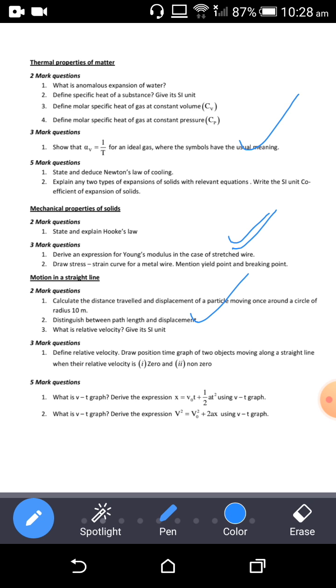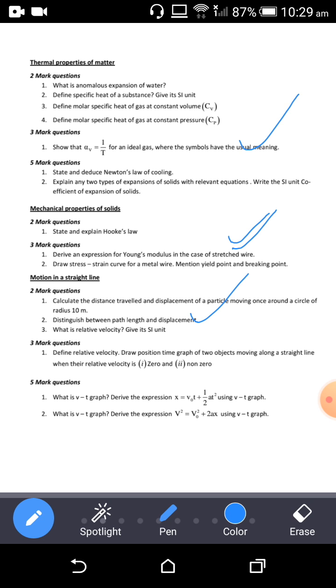I'll just name some of the cases. The velocity time graph for a body moving with uniform velocity, and the velocity time graph for a body moving with uniform acceleration starting from rest. Next, the velocity time graph for a body moving with uniform acceleration starting with some initial velocity. Next, for a body moving with uniform retardation. Next, for a body moving with variable velocity. These are some of the different cases.